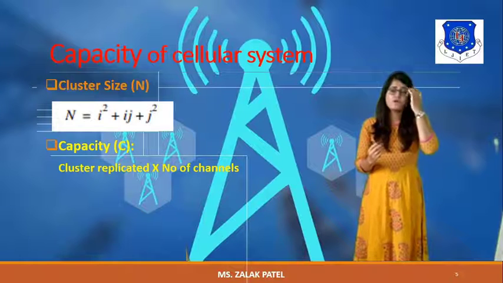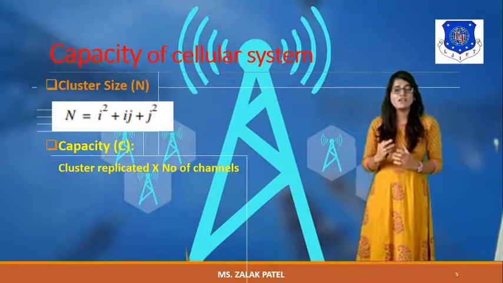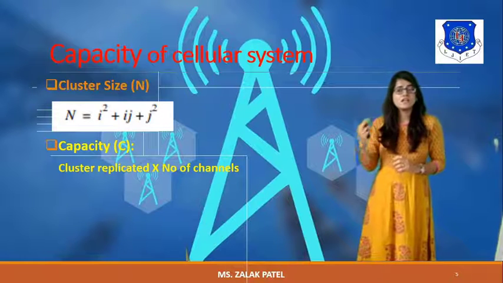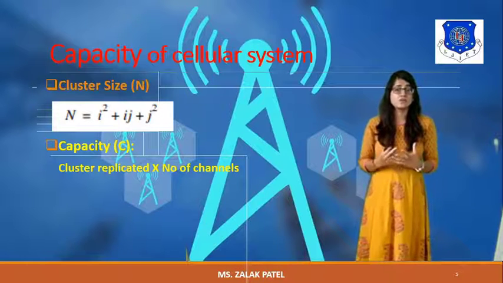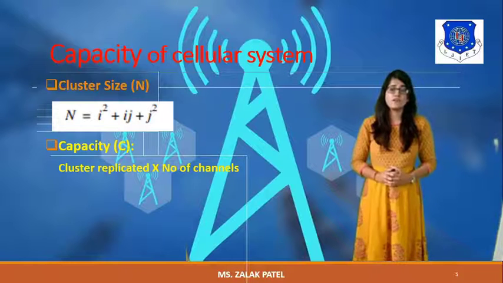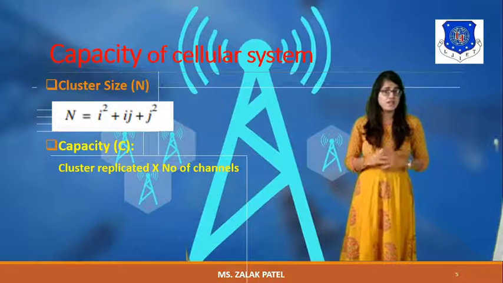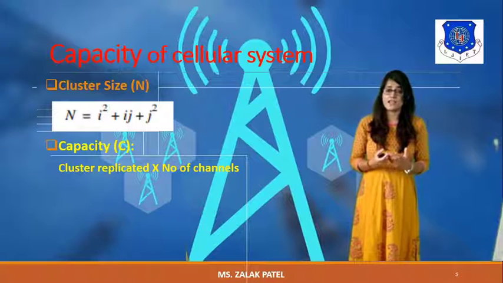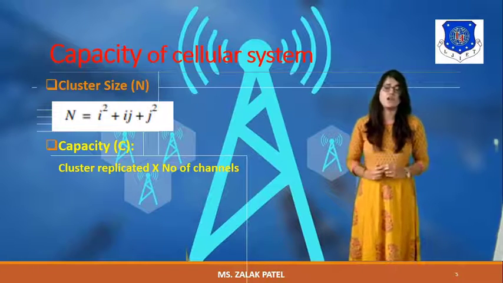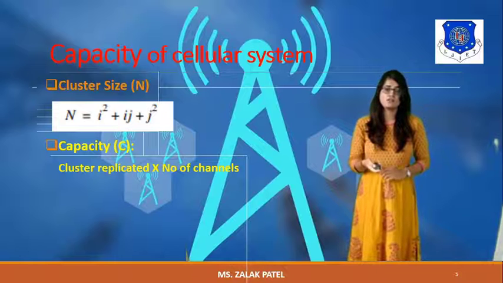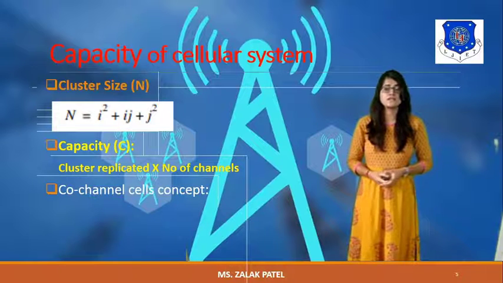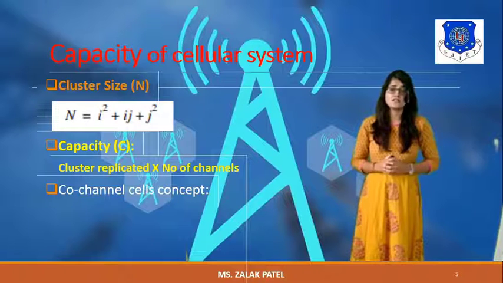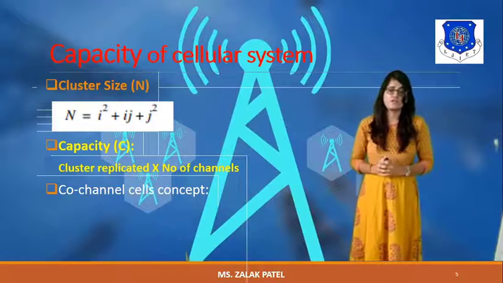If we take an example where one cell uses 4 channels and there are a total of 30 cells, then we can say that 30 into 4, which means 120 channels, are needed. That is nothing but the cellular cell capacity. So the cellular cell capacity answer is always in terms of channels. Next is the co-channel concept. The co-channel concept is associated with adjacent channel interference and co-channel interference.